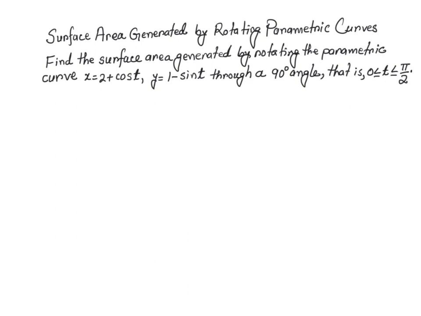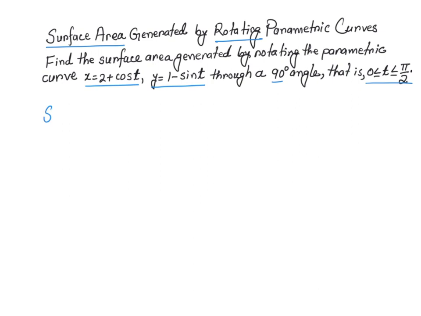In this video, I am going to find the surface area generated by rotating a parametric curve. In our case, the parametric curve is defined by x is equal to 2 plus cosine of t and y is equal to 1 minus sine of t. We rotate this parametric curve through a 90-degree angle, meaning that t ranges between 0 and pi over 2.